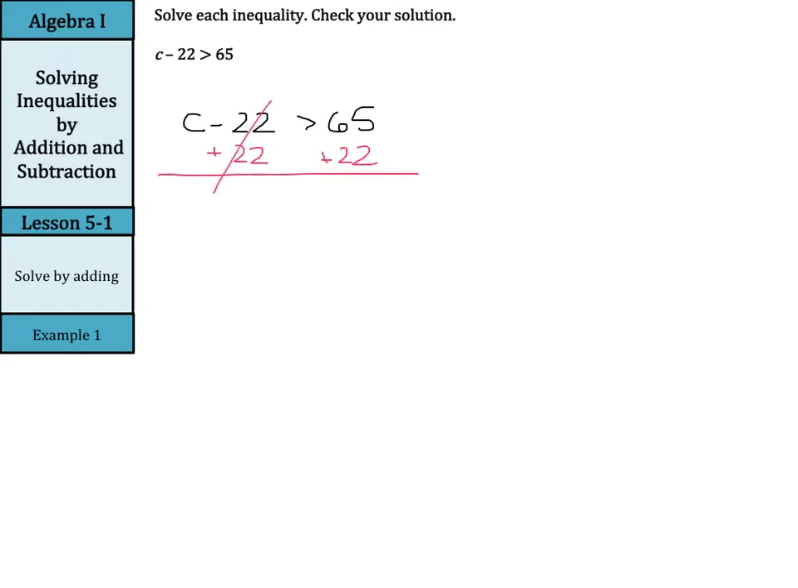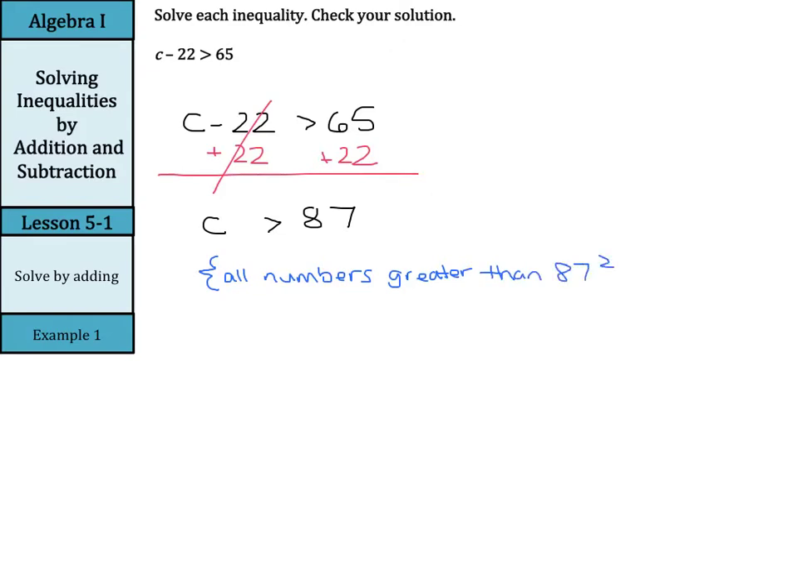That cancels out, and we're left with C is greater than 87. So one way I can verbalize this answer and actually express my answer is not just C is greater than 87, but to use our brace here and say all numbers greater than 87.